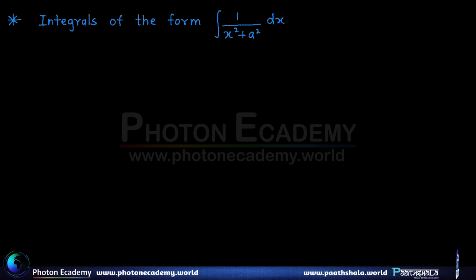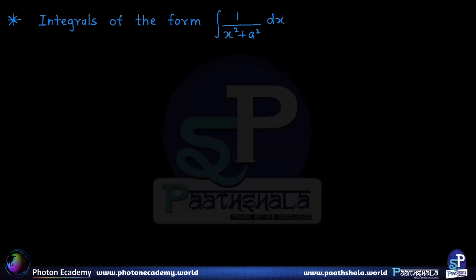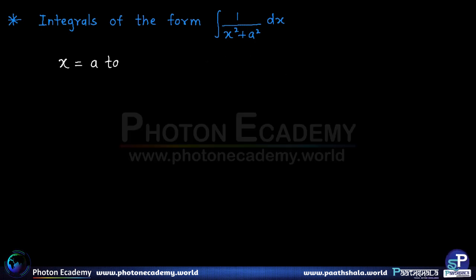If you observe closely, the denominator has x square plus a square, that is, there is a positive sign in between. So if we try to recollect which trigonometric identity has an addition sign, and of course a square relates to a constant term, therefore what we do is we substitute x with a tan theta, and the reason will be immediately clear.